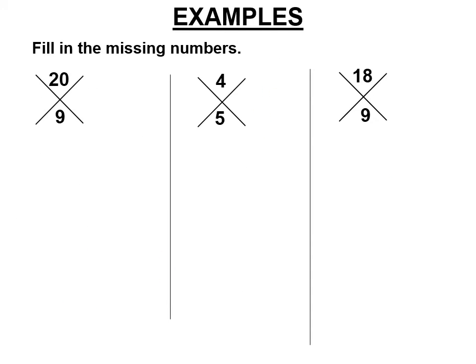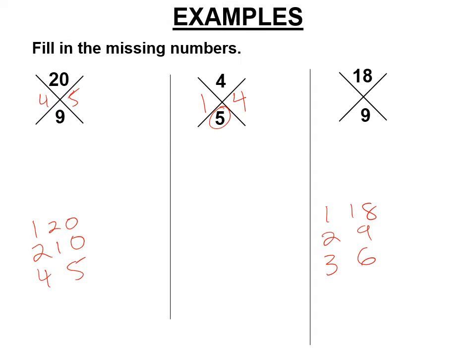All right, so 20, right, has 1 and 20. You don't have to write these out. I'm just showing you. 2 and 10, 4 and 5. Which one adds up to 9? 4 and 5. Now first of all, once you see the bottom number is bigger, one of these is a 1. So this must be 1 times 4, right? And 18 has 1 and 18, 2 and 9, and 3 and 6. The one of those that adds up to 9 is 3 and 6.